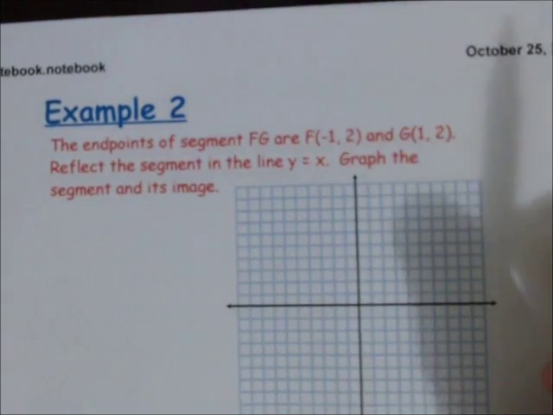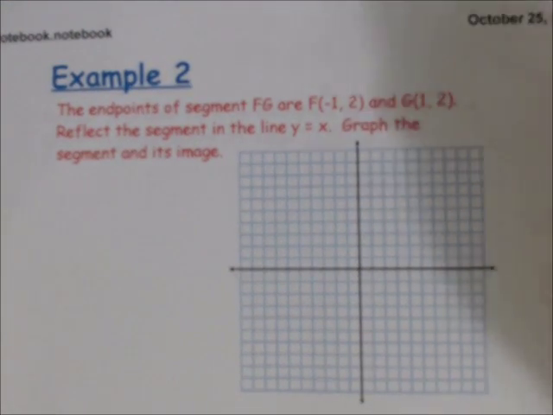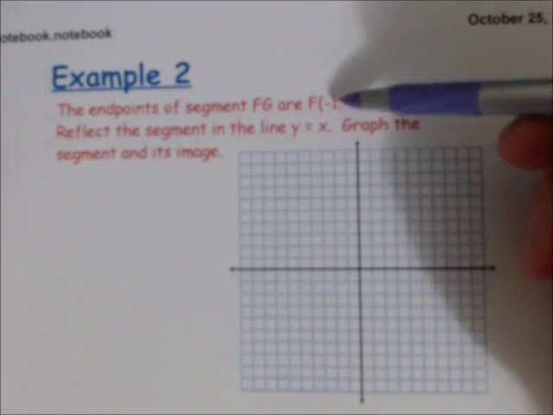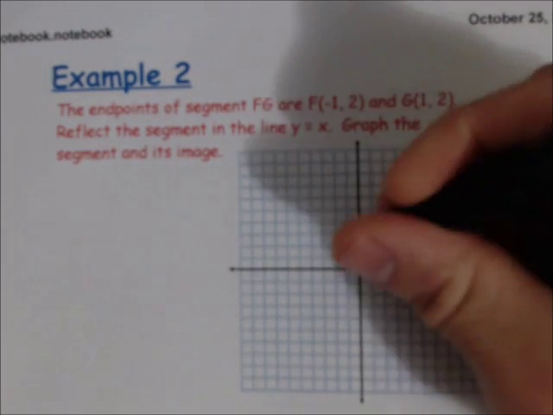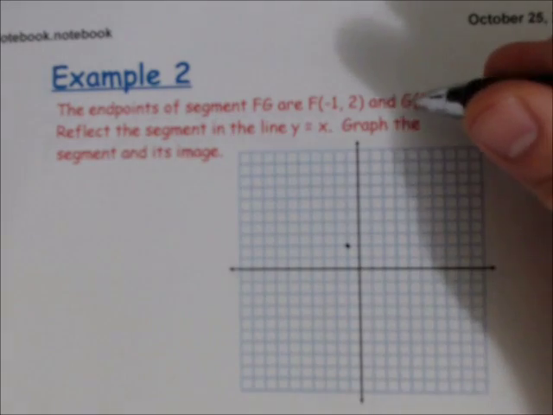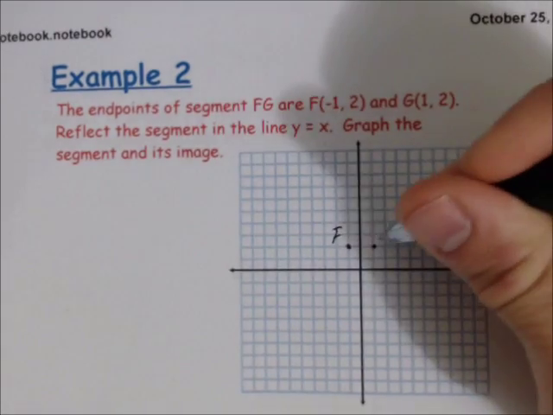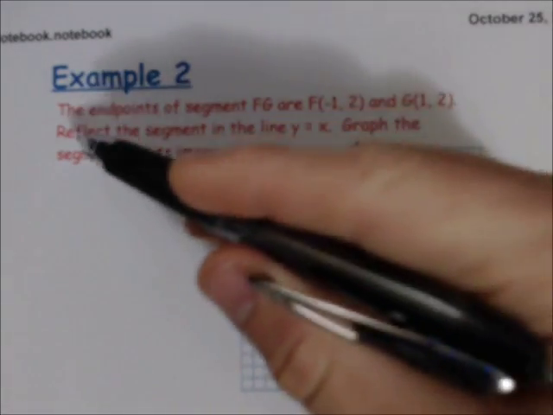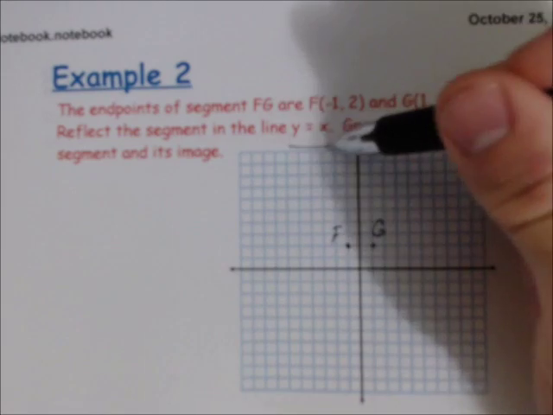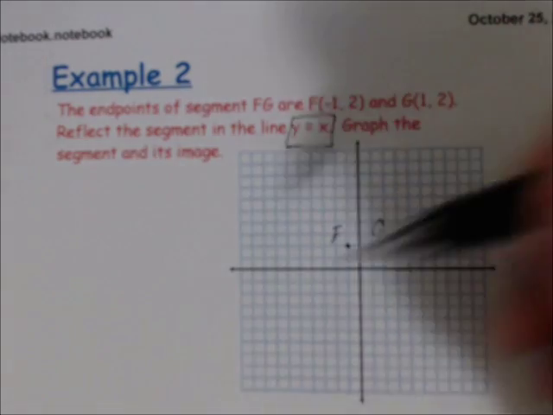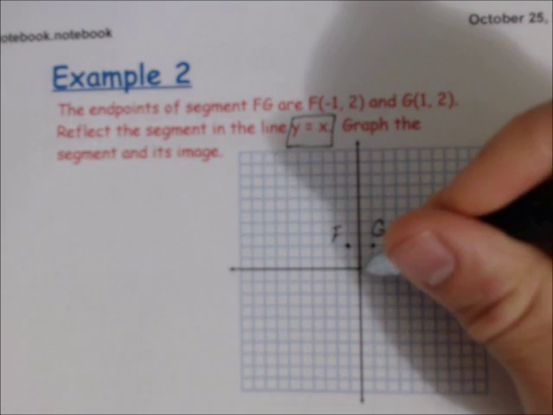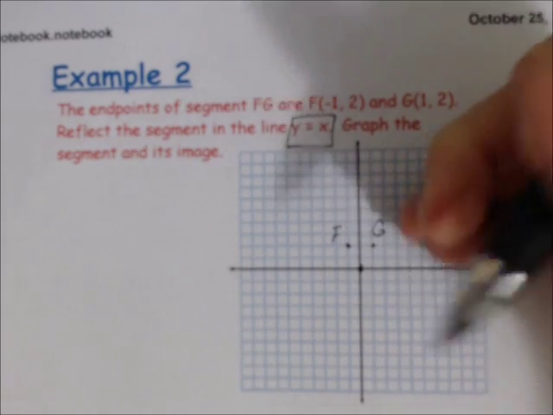Now let's move on. Alright, this one's going to be a little bit better because obviously the graph is a little bit bigger, so you can actually see what I'm doing. Alright, in example 2, the endpoints of FG are F is -1, 2, so we'll graph that and label it. G is 1, 2. So we'll graph that and label it. And then our line of reflection is actually going to be about the line y equals x. So the line y equals x goes right through the origin and has a slope of 1. So we can graph that.